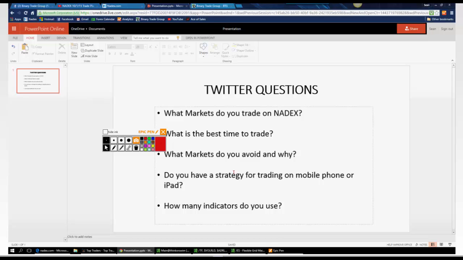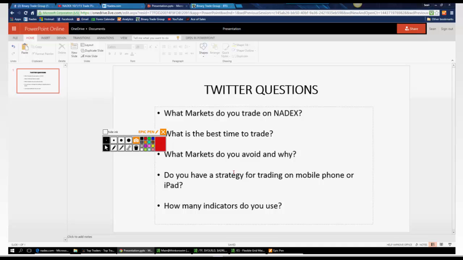So one of the questions says, do you have a strategy for trading on mobile phone or iPad? I actually get this question a lot, and most of the questions I get come from newbie traders, because they see mobile phone, they see an iPad, and they're like, oh my goodness, I can just trade on my phone, or I can trade on my iPad at work. I hate bursting people's bubbles. I wish it was that easy. I wish it was just as easy as getting on my phone or my iPad, making trades and making money every day. I actually don't think I have ever entered a trade on my phone.